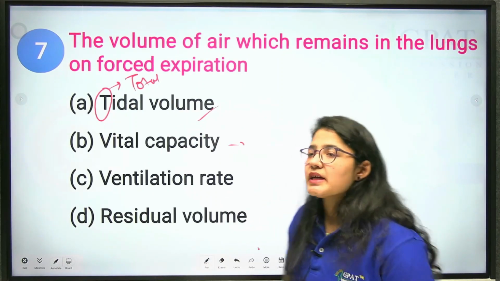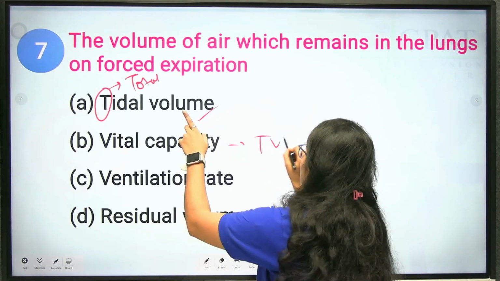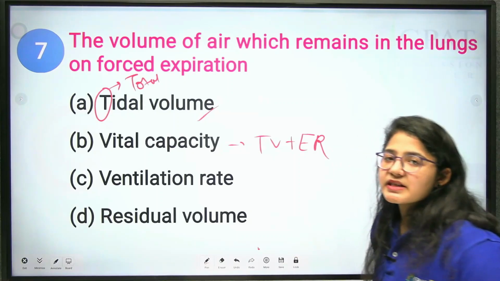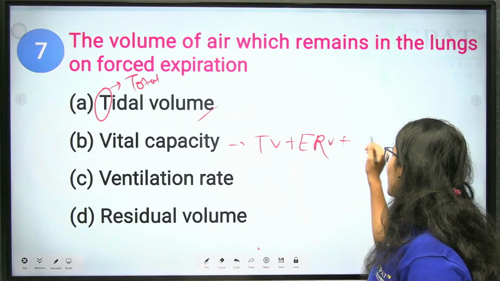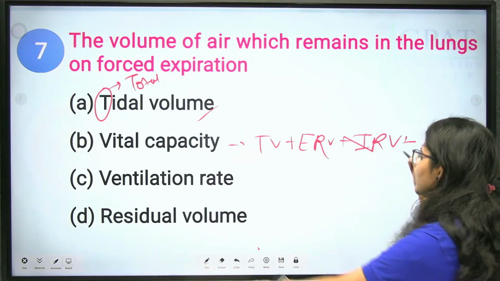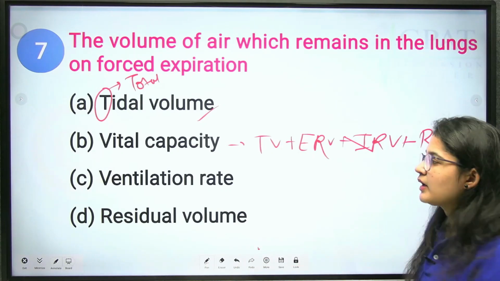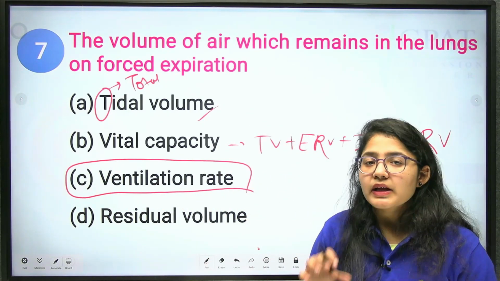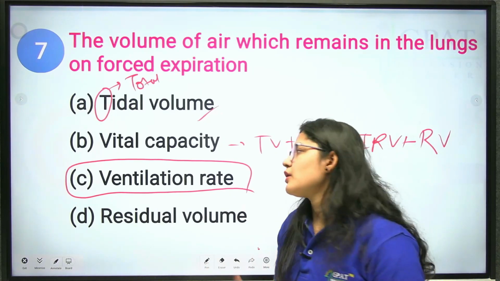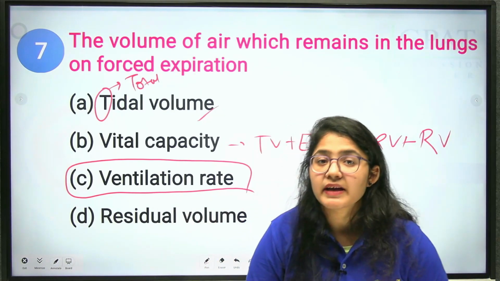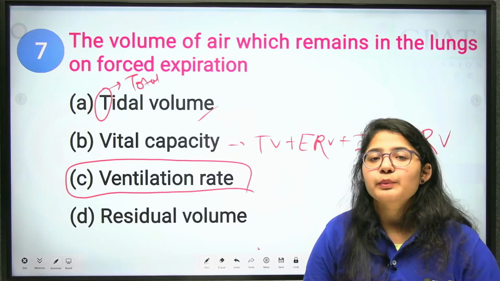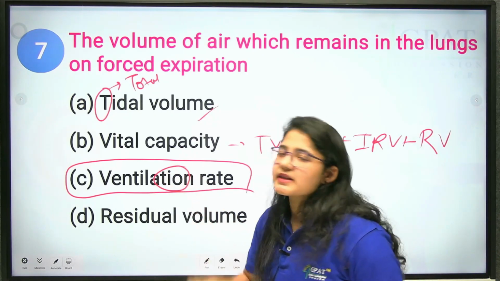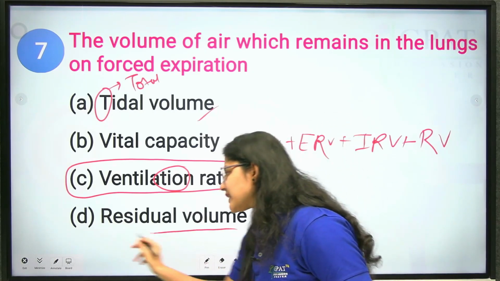Next is vital capacity. Vital capacity is equal to your tidal volume plus ERV, that is expiratory reserve volume, and your IRV as well as your residual volume. Now, the ventilation rate is the amount of artificial oxygen you provide to a person when he is not able to breathe, when the body is not able to exchange the gases. That is the ventilation process. Clear?